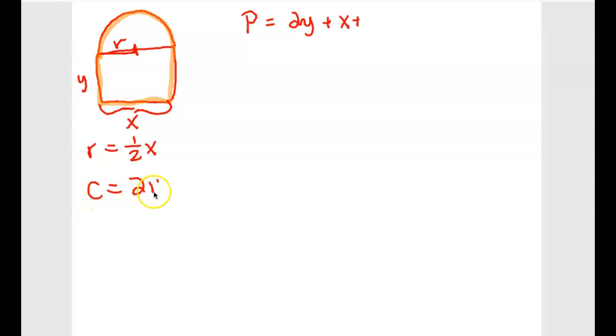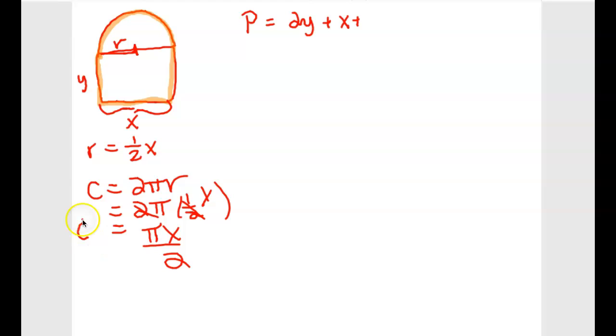Circumference equals 2 pi r. And in this case, circumference equals 2 pi times 1/2 x. We have to divide it by half again. I was getting there, just making sure. So it's pi x over 2.